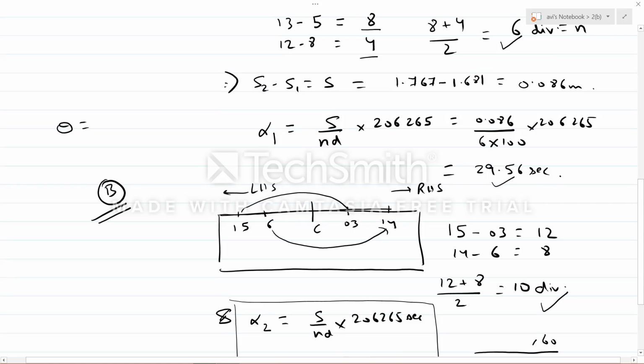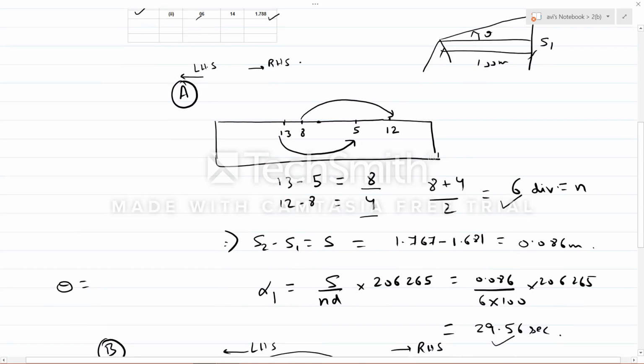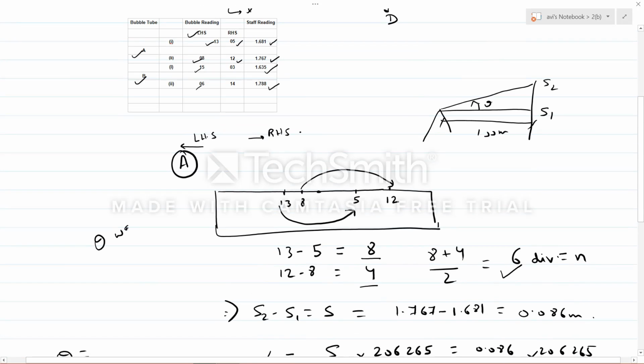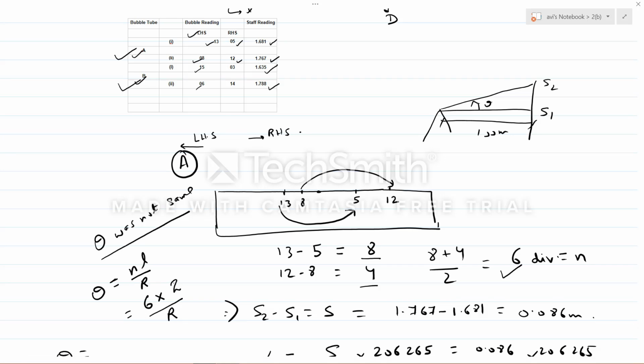Mind you that here theta was not the same. Why? Because this was bubble A and this was bubble B. If you want to calculate theta, theta is nL upon R. N in the first case was 6, and L in the question was given as 2 mm for both the bubbles, and L upon R basically was constant for both tubes. That is, theta was constant in both cases.